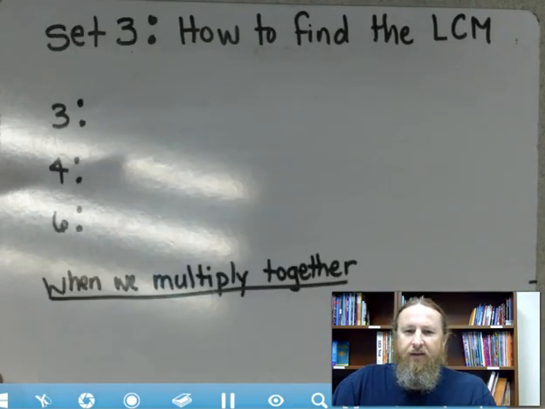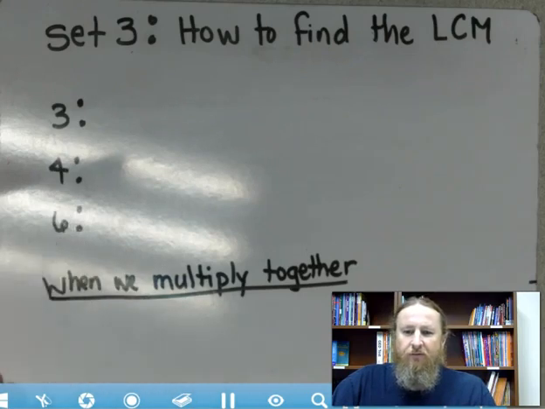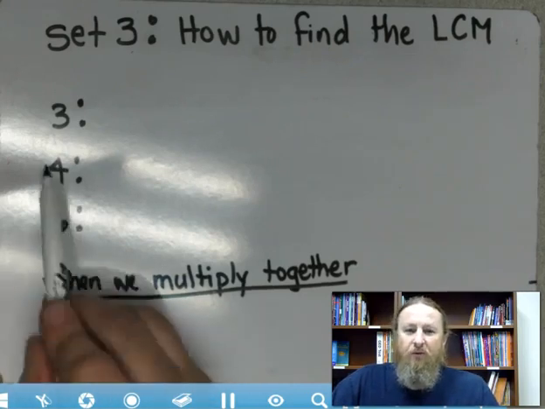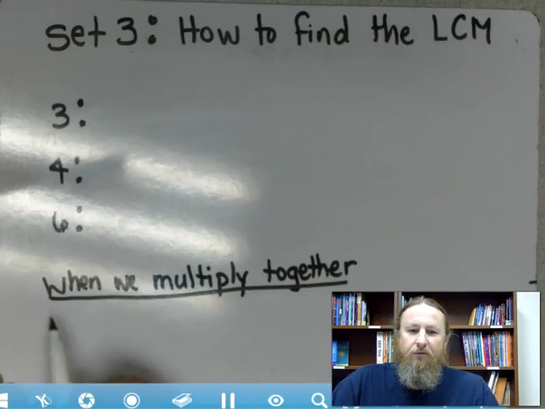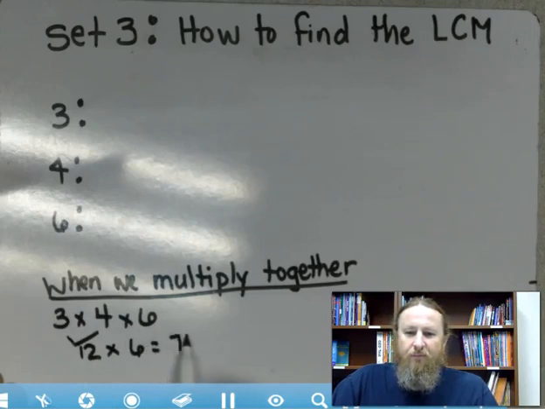So our last set is going to be 3, 4, and 6, and the first thing we're going to do is multiply them all together. So we're going to multiply 3 times 4 times 6. And we know 3 times 4 is 12. And 12 times 6 is 72. So that gives a common multiple of 72, meaning 3, 4, and 6 are all factors of 72.